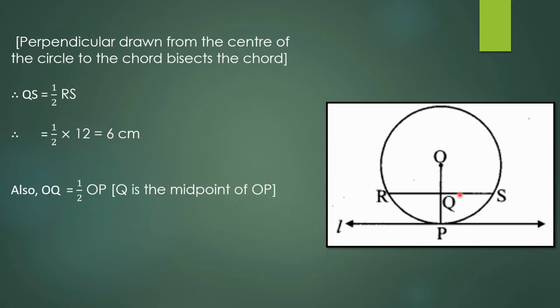Also, OQ will be half of OP, as Q is the midpoint of OP. And we know OP is the radius of the circle, which is R. We considered the radius of the circle to be R at the beginning of this question. So in place of OP, I'll substitute R. So this becomes half into R.